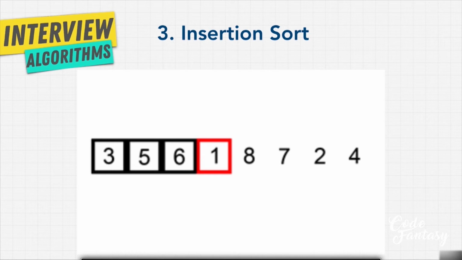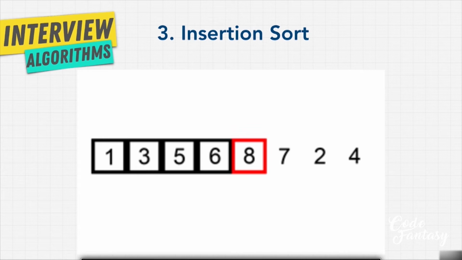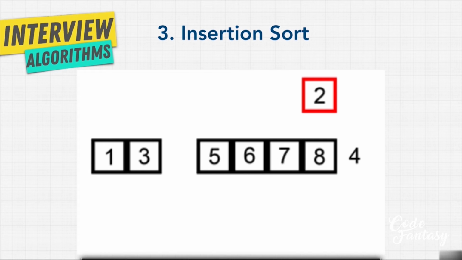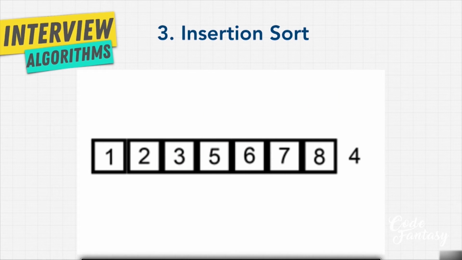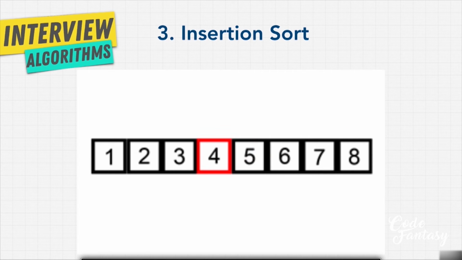We look at 1 and say, oh yeah, that's the first item. We want to shift everything, put 1 to the left. We then look at 8. Well, 8 is larger than all those items, so let's just attach it to the end of that list. 7, well, goes between 6 and 8, so place it in there. 2, between 1 and 3, place it in there. And 4, place it between 3 and 5.